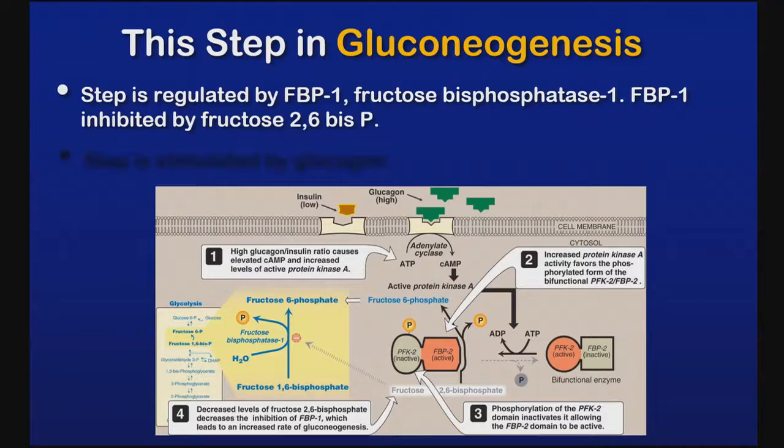When that occurs, it would take the 2,6-bisphosphate and remove the phosphate off at the second position. Now you have your fructose 6-phosphate. You get back to gluconeogenesis. At that point, PFK2 is inactivated.